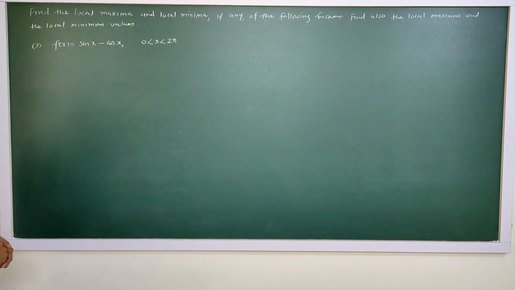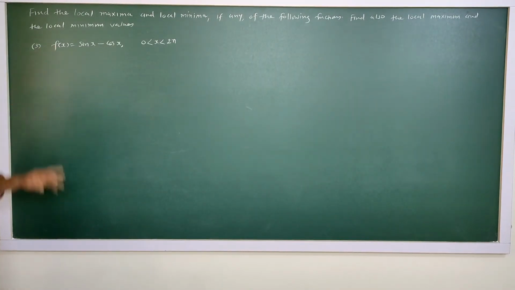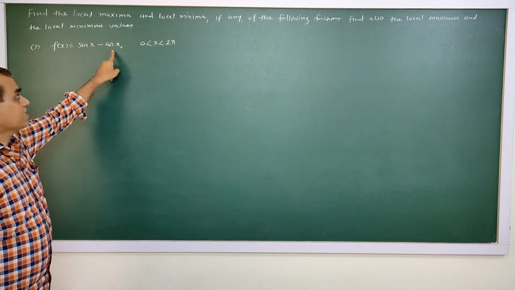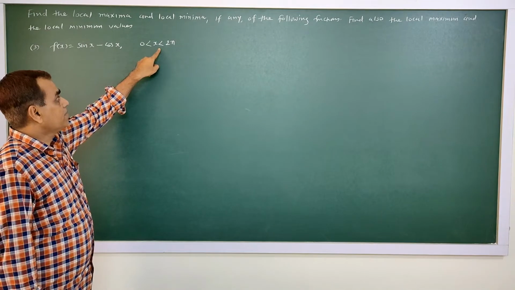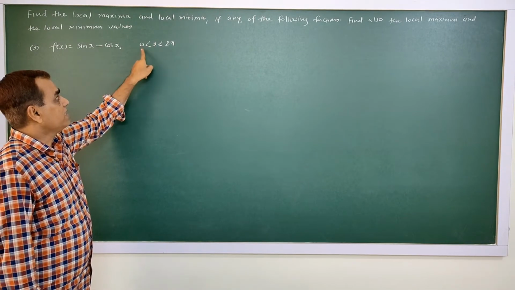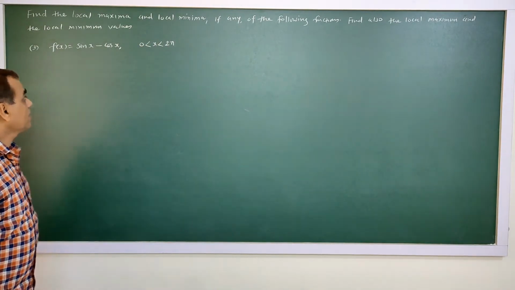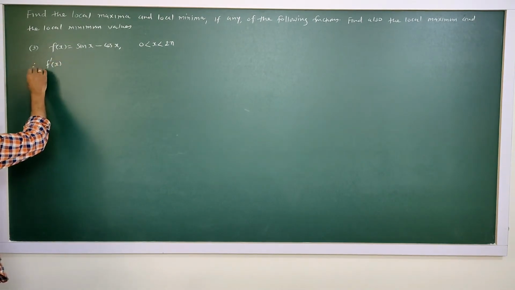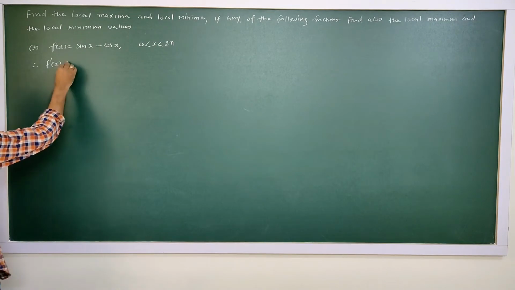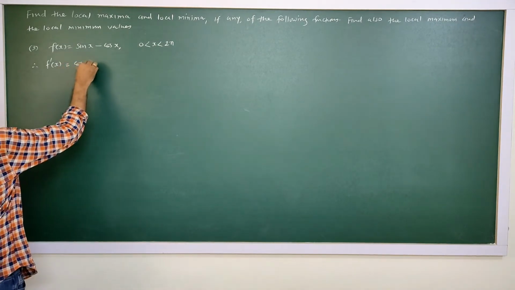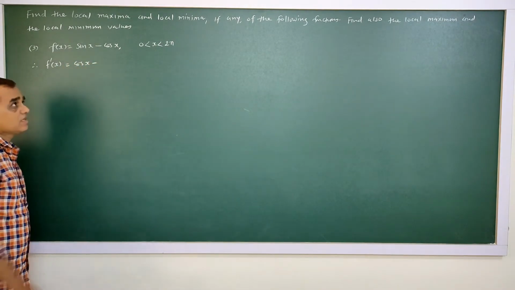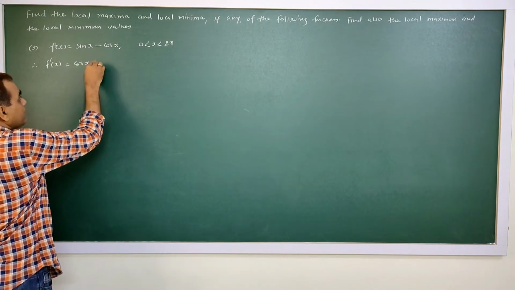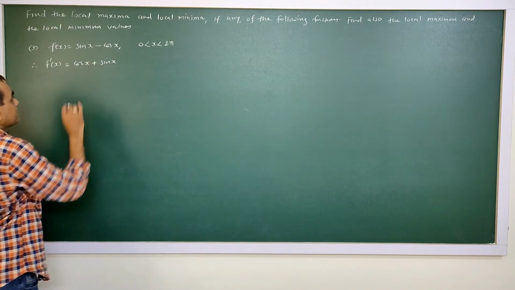Now we check local maxima and local minima for this function. f(x) is sin x minus cos x, where x belongs to 0 to 2 pi, an open interval. In this procedure, first of all, we find f dash x. f dash x is the derivative of sin x, which is cos x, minus the derivative of cos x, which is minus sin x. So minus minus gives cos x plus sin x.